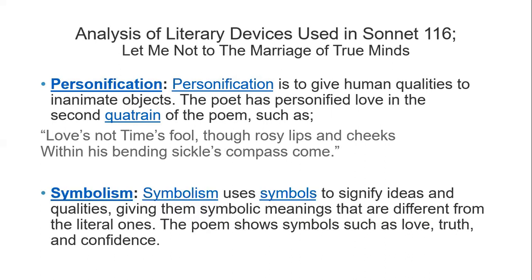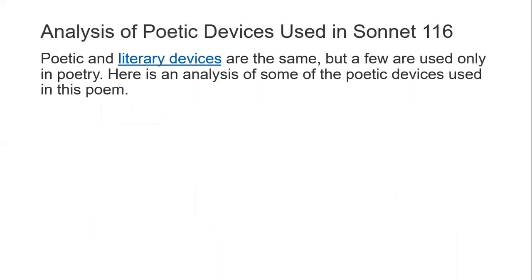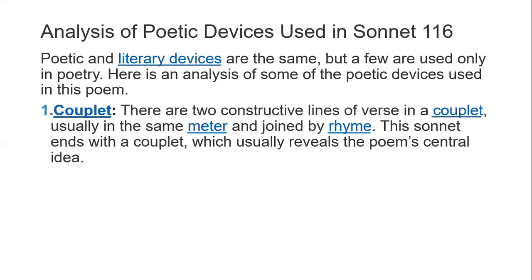Symbolism uses symbols to signify ideas and qualities, giving them symbolic meaning that is different from the literal one. The poem shows symbols such as love, truth, and constancy. Poetic and literary devices are the same, but a few are used only in poetry. Here is an analysis of some of the poetic devices used in this poem. Before this, we were talking about literary devices, and now we are talking about poetic devices.